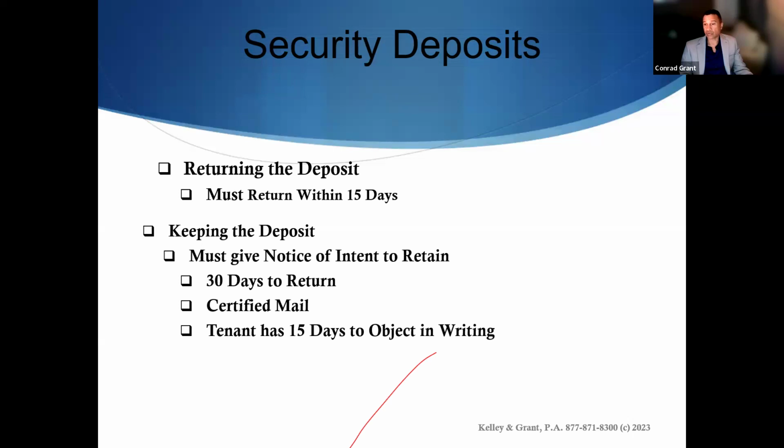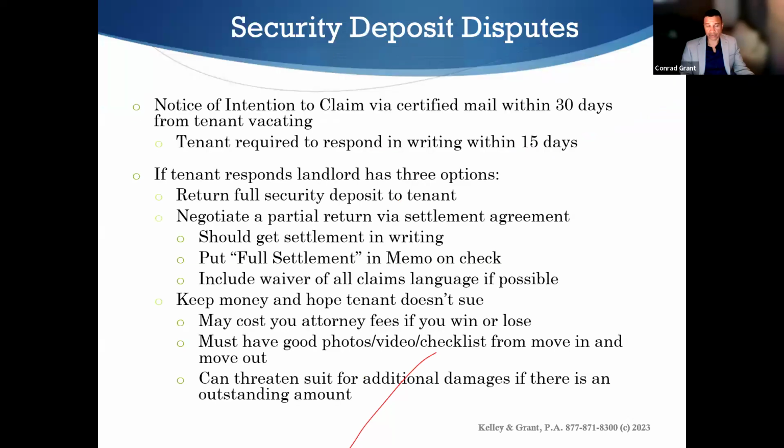They have to send it to you by certified mail. If you didn't leave a forwarding address, then they will send it to the last known address. And if you left a forwarding address, then it will get to you. Tenant has 15 days to object in writing. So keep that in mind. Those are the rules for security deposits. So you have to send your notice of intent to retain the deposit.